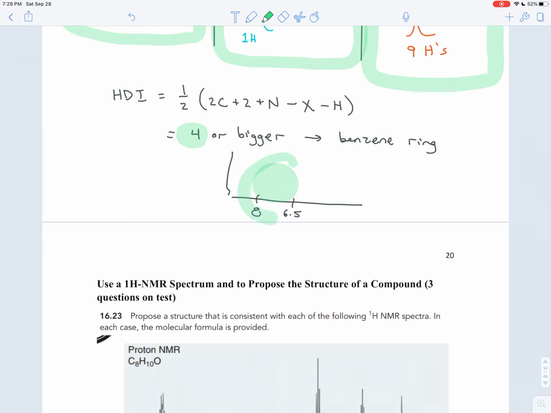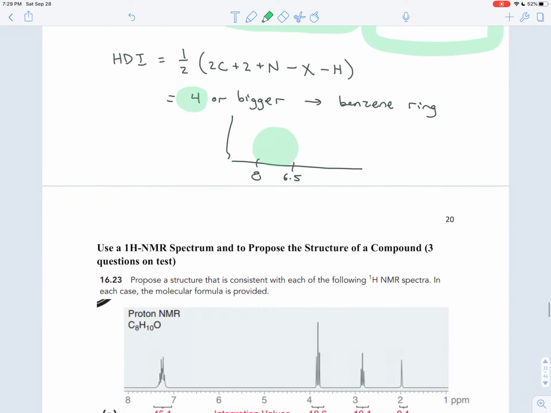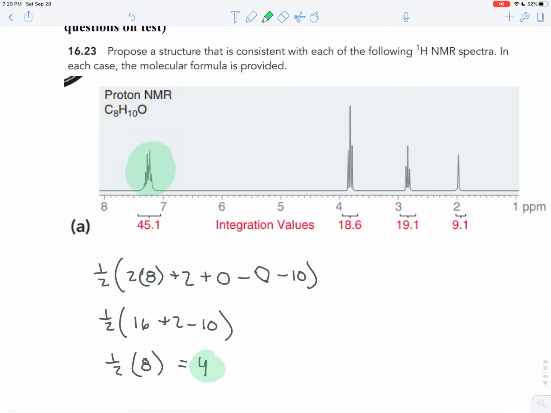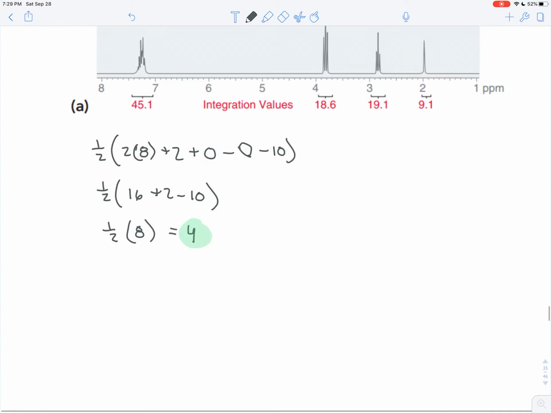And check that by looking between 8 and 6.5 on the spectrum. The only thing that has absorptions in that range would be a benzene ring. And you can see here between 8 and 6.5, we have that confirmation for the benzene ring. So we'll draw a benzene ring. We know we have that.